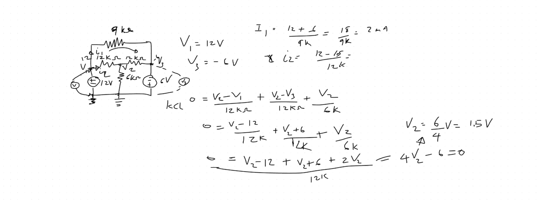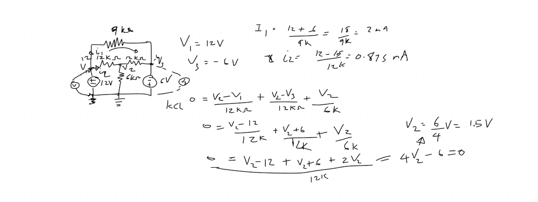That'd be 10.5 over 12. Have a calculator? That'd be 0.875 milliamp. Okay, that's good. That's I2.